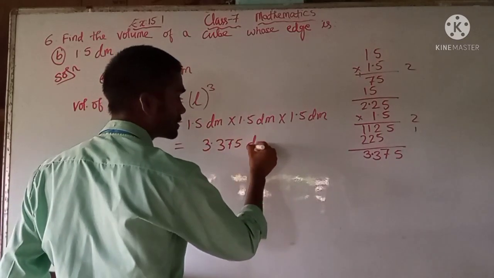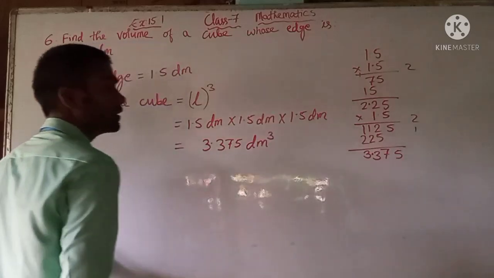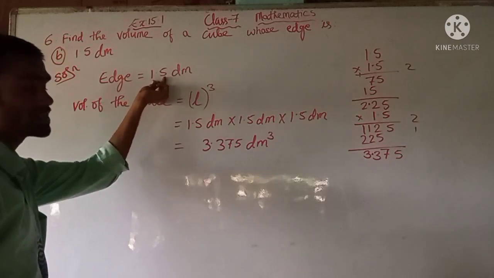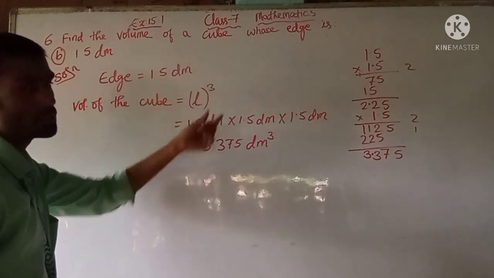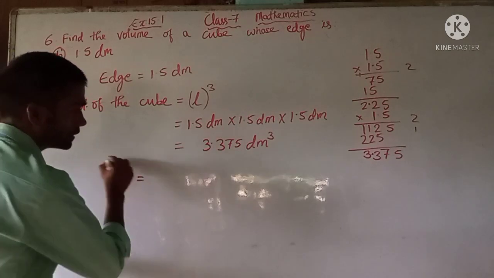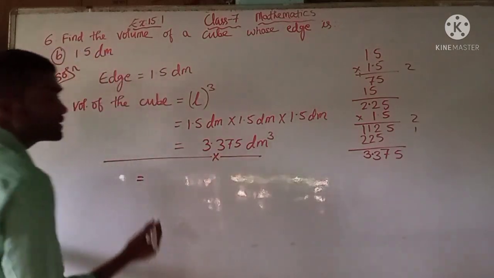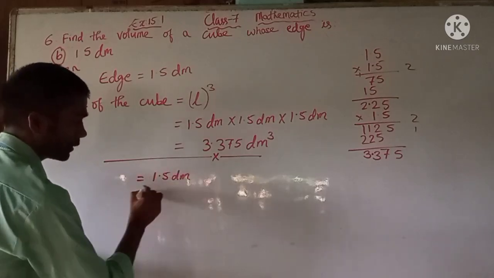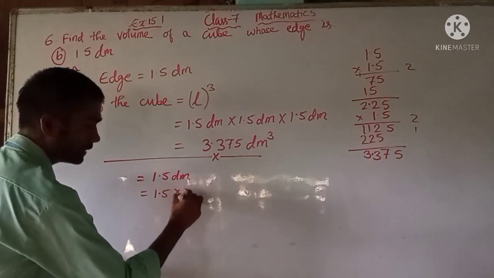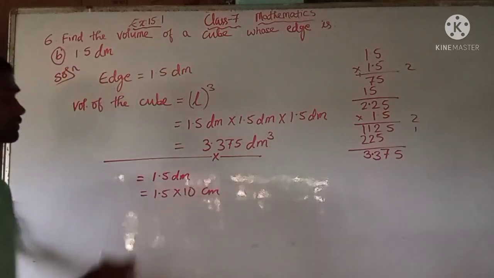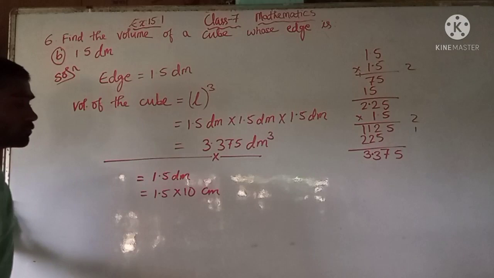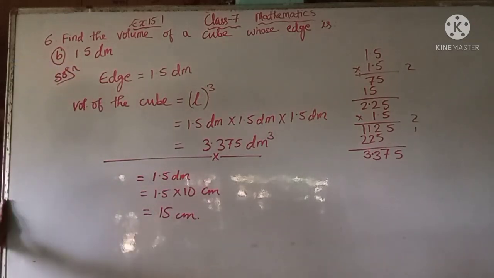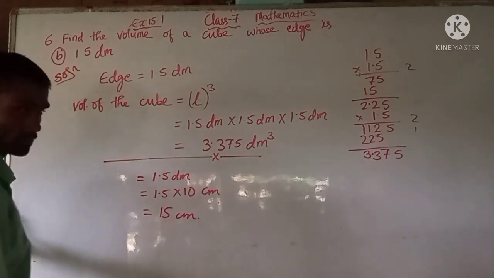3.375 decimeter cube. In this way you will find the answer, or else you can convert this decimeter into centimeter. That is how you will convert. This is the answer, or else if you are converting, then you will get it this way. That is 1.5 decimeter. If you are converting, then 1.5 into 10 centimeter. Just now we have converted it, and we did one question also there. So it will be 15 centimeter, and then you can find your answer in centimeter also.